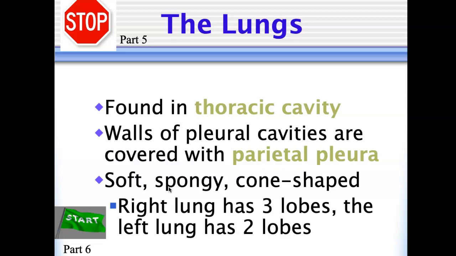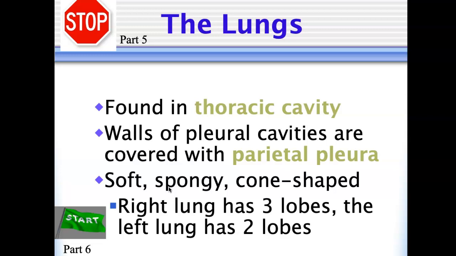They're in the thoracic cavity, and the walls of the actual cavity, of the pleural cavities, are covered with the parietal pleura. So remember, many times we have a coating that's the visceral and then the parietal coating. The one that is actually going to line the inside of the chest cavity is the parietal pleura. And then on the lung itself will be the visceral pleura.